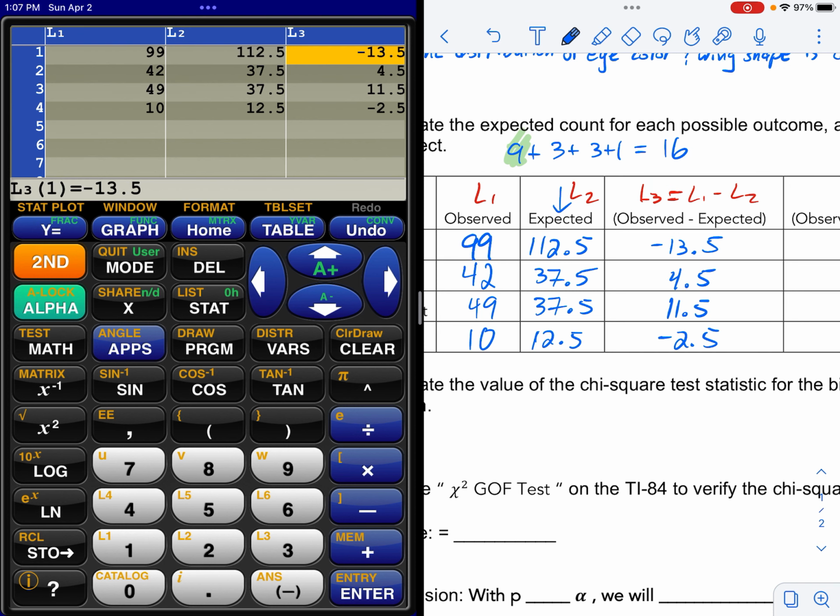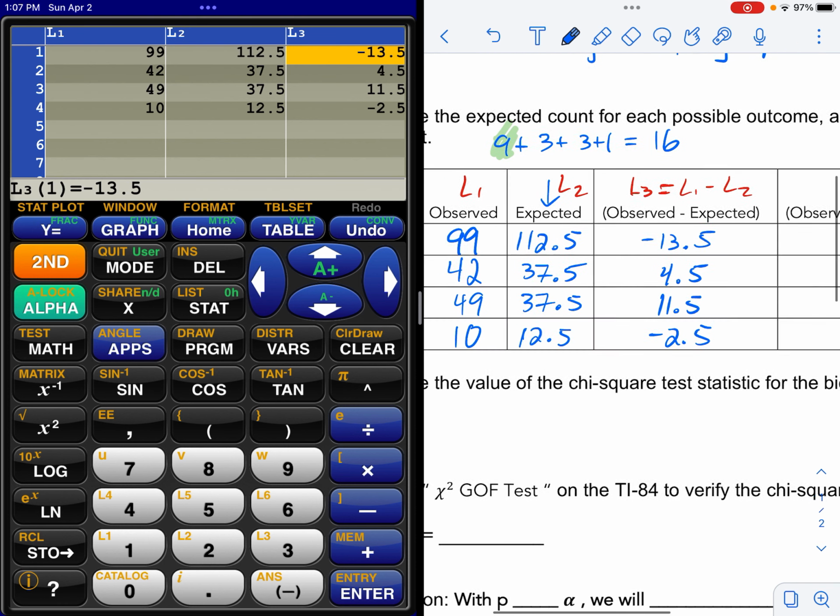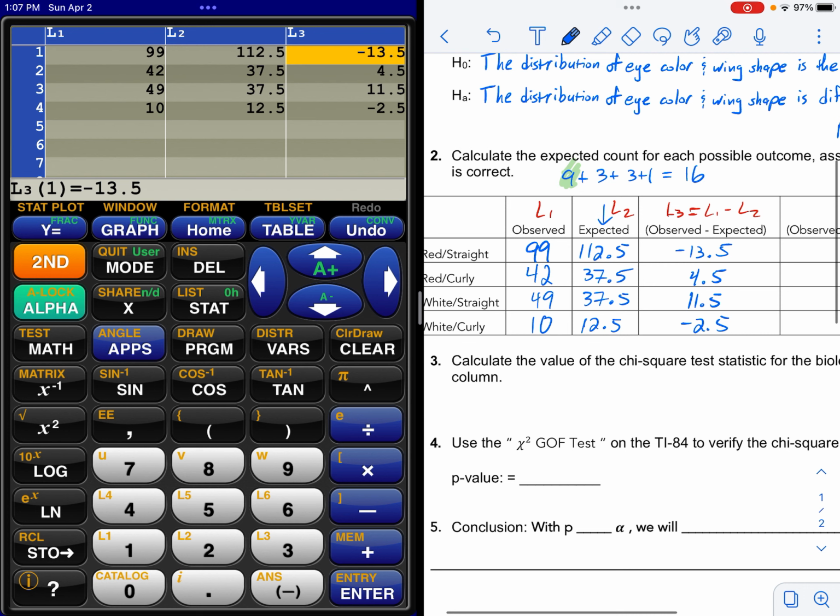Okay, so real quickly here, what does this mean? This is telling me that I was 13.5 lower than what I expected because it's negative. The next one, I was 4.5 fruit flies more than what I expected because this observed count was larger than the expected, and so on.